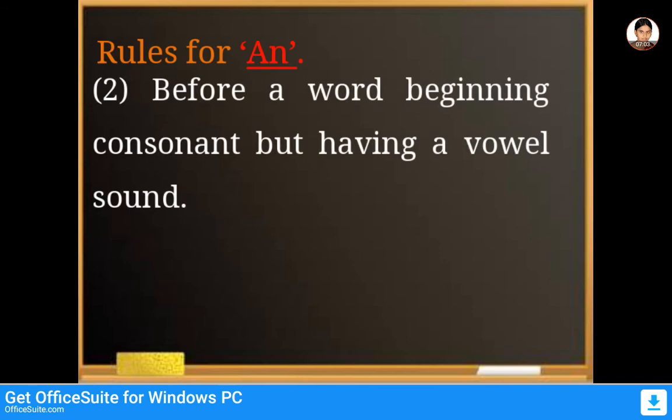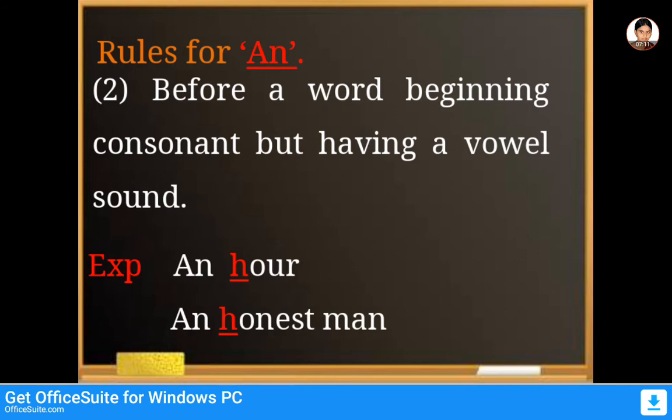Before a word beginning with a consonant but having a vowel sound. Example, an hour. Here H is a consonant letter but it is pronounced as hour. Here H is silent. That's why an is used before this consonant letter. And an honest man. Here also H is a consonant letter but it is pronounced with a vowel sound. An honest man.